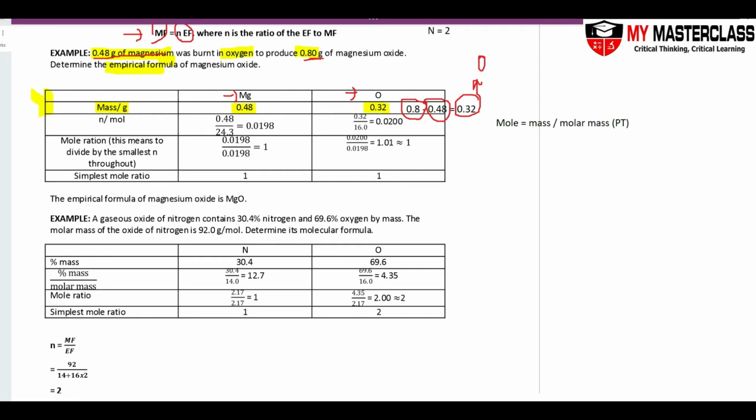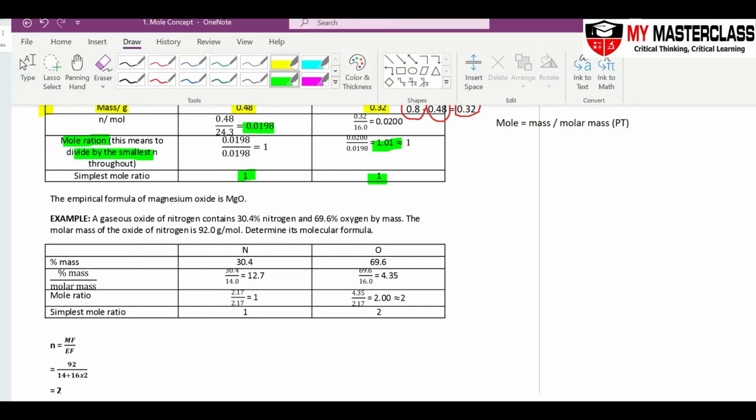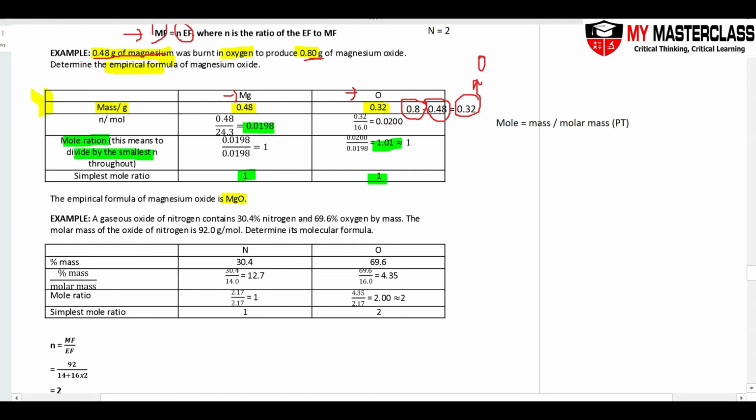The next step is to divide by the smallest number. To find a ratio, you divide by the smallest number. So 0.0198 is smallest, you divide it, you get 1. And 0.02, you divide it, you get 1. So the ratio is 1:1. Therefore, my formula has to be in a 1:1 ratio, MgO.